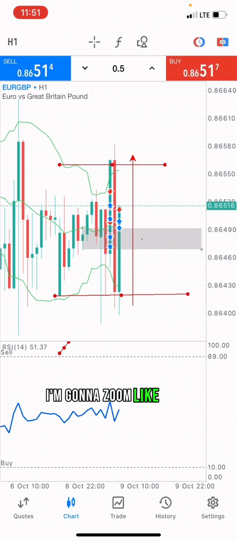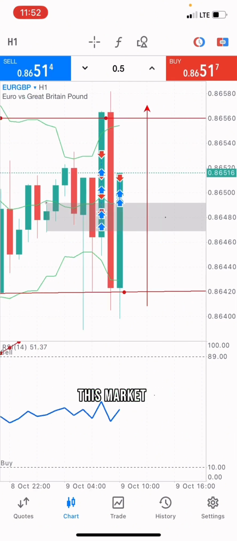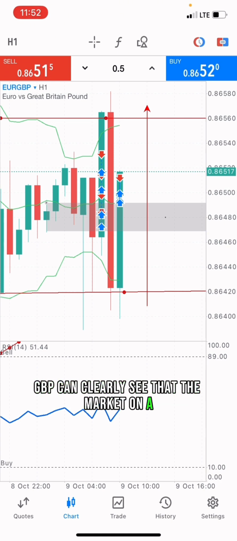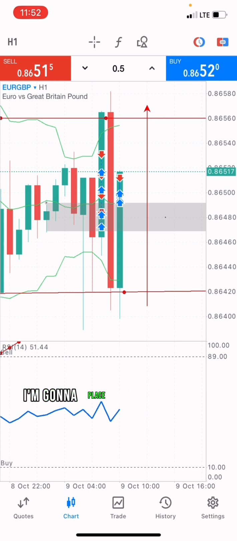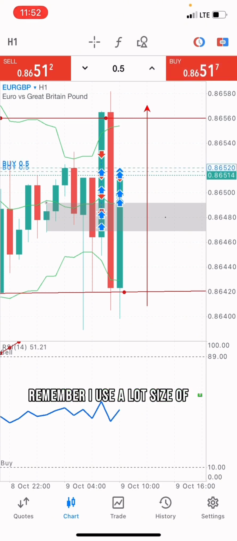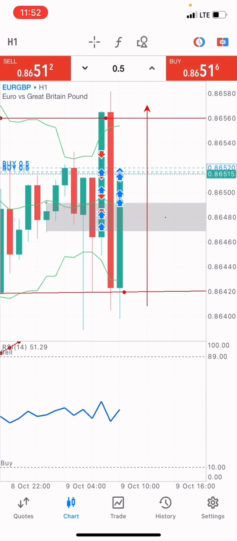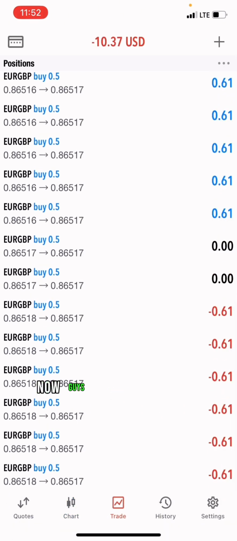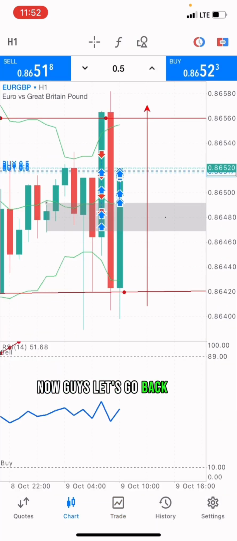So I'm going to zoom. Like I said, this market is on a spike right on EURGBP. You can clearly see that the market's on very bullish power. So I'm going to place another buy again. Remember, we're using a lot size of 0.5. Let's see how it's doing. Now guys, let's go back real quick.